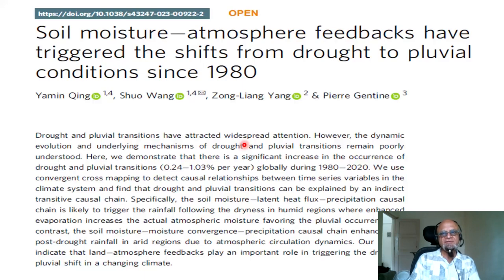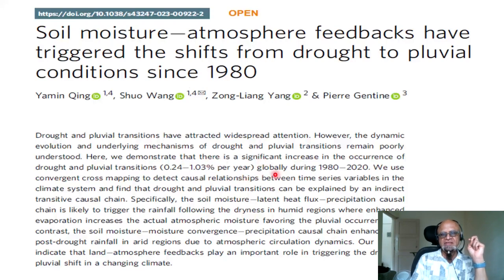Soil moisture atmosphere feedbacks have triggered the shift from drought to pluvial conditions since 1980. Okay, what do they mean? It's a pretty strong claim. So what kind of a proof do they offer? Drought and pluvial transitions have attracted widespread attention. However, the dynamic evolution and underlying mechanisms of drought and pluvial transitions remain poorly understood.